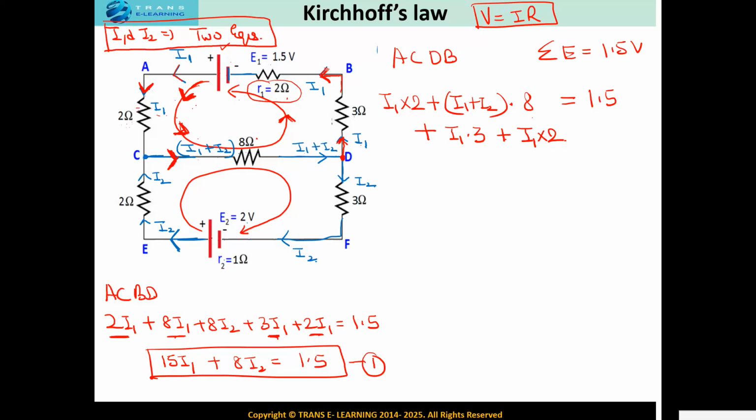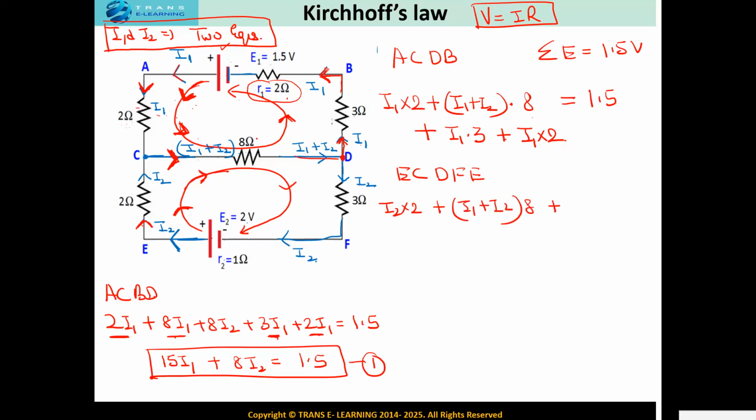Now the second loop I'm going to consider is ECDFE. In this case, my loop is going in this direction. The current is going in this direction, and I2 is also going in the same direction, so in this case, I2 into 2 ohm. Then, my loop direction is going towards the right, and the current is also going towards the right, so this will be I1 plus I2 into 8 ohm.